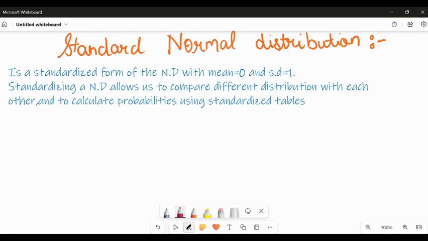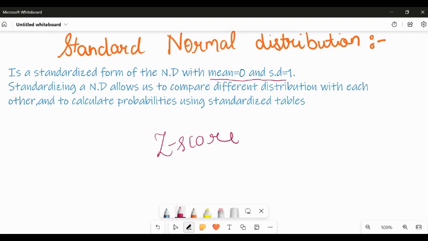Okay, so what is the standard normal distribution, how does it actually look, and the z score. Why the z score comes into the picture, we will be understanding in this video, and then the most important code, all in just one video itself. So let's get started. The standard normal distribution is also called the standardized form of the normal distribution, with mean equal to 0 and standard deviation equal to 1.